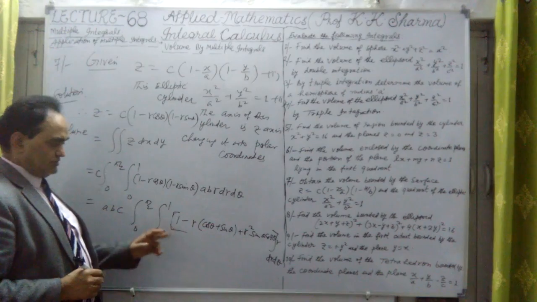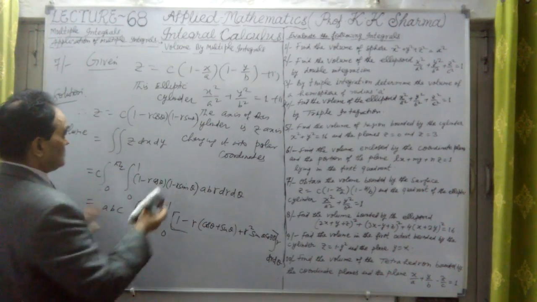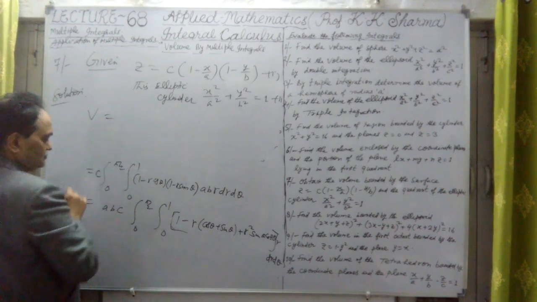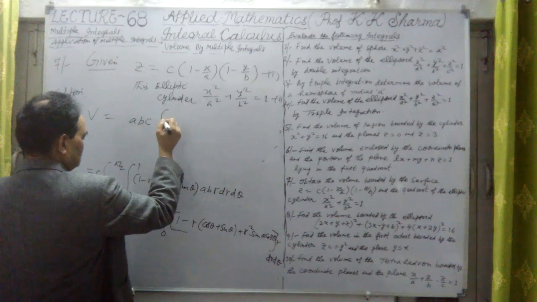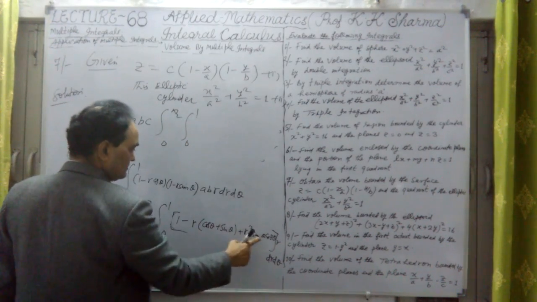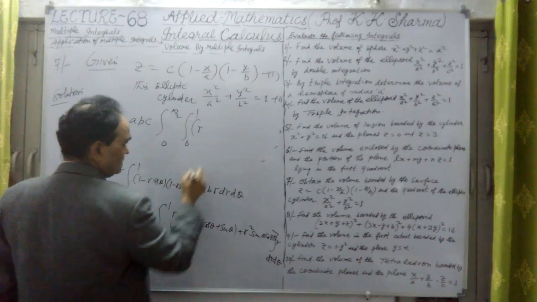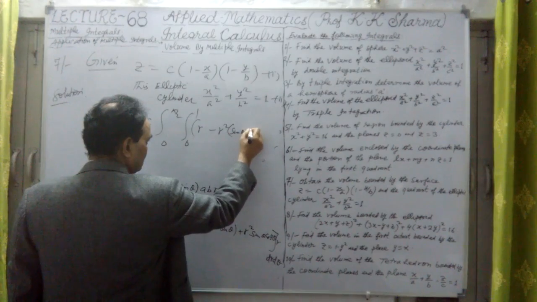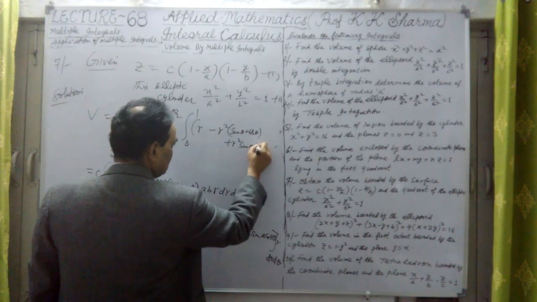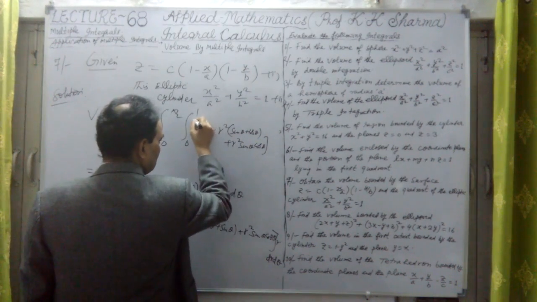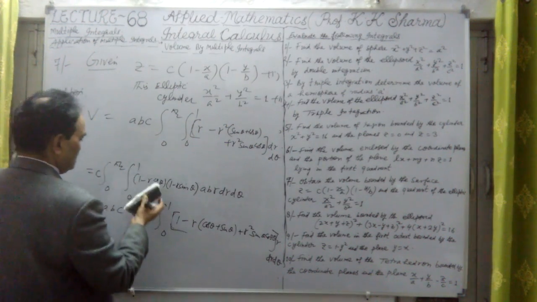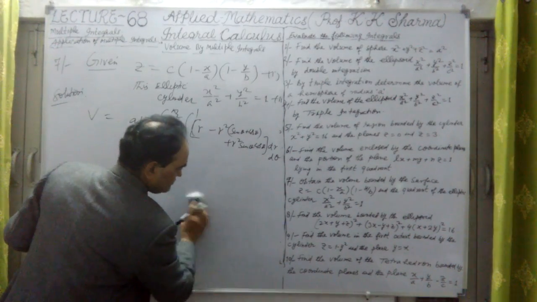Already multiplied by r inside. The volume we are finding in the first quadrant is abc, theta from 0 to pi by 2, and the r limits as before. After multiplying by r inside, it will be r minus r squared times sin theta plus cos theta, plus r cubed sin theta cos theta, dr d theta. Now integrating with respect to r first and then with respect to theta gives the final answer.